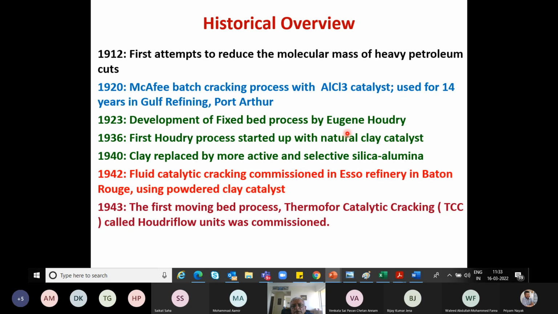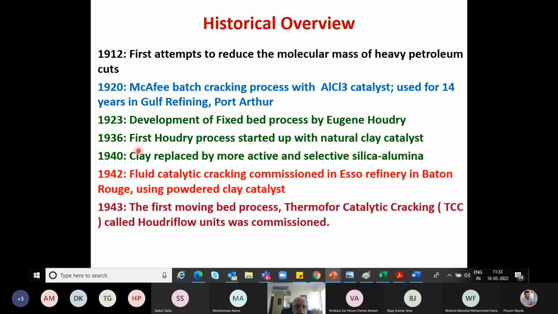And Eugene Houdry and his son developed and commercialized this technology. This is actually one of the first patents that were taken in the hydrocarbon industry. And he used natural clay in 1936, and then the clay was replaced by more active and selective silica alumina. And then in 1942, the major breakthrough happened.